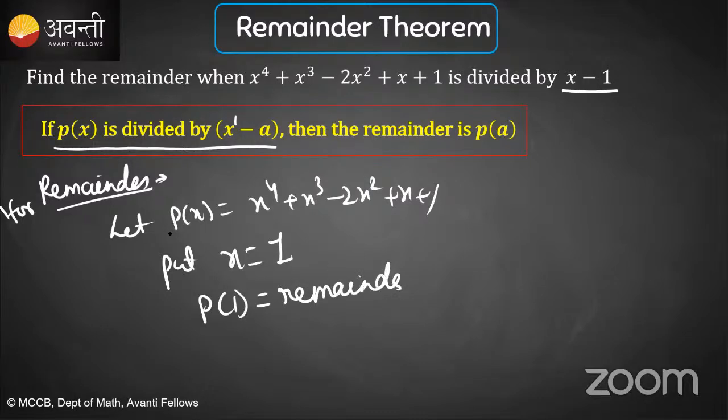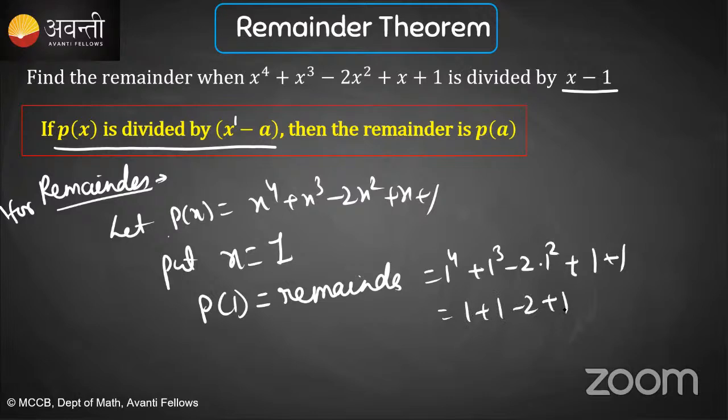If I put x equal to 1 in p of x, I should get the remainder, which is 1 raised to the power 4 plus 1 cube minus 2 into 1 square plus 1 plus 1. So which is 1 plus 1 minus 2 plus 1 plus 1, which is 2. So when you divide this expression by x minus 1, you will get remainder 2.